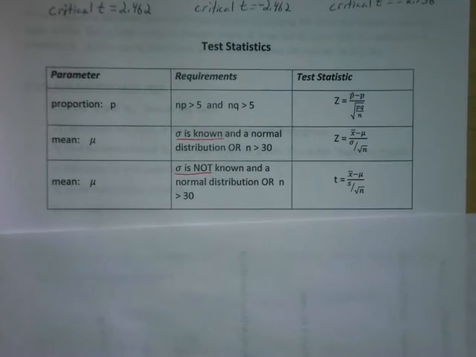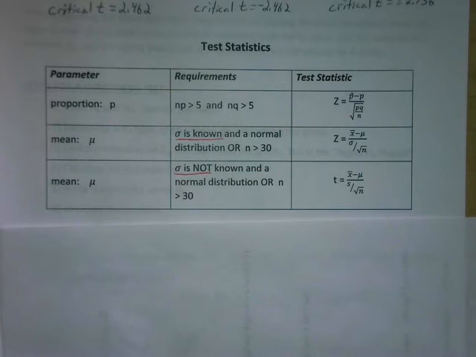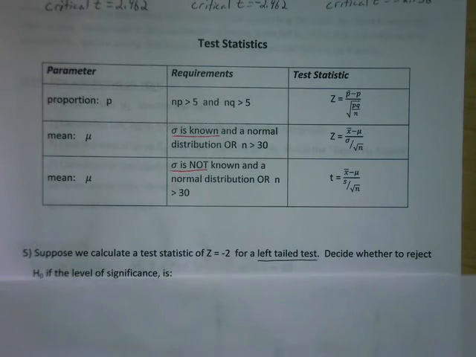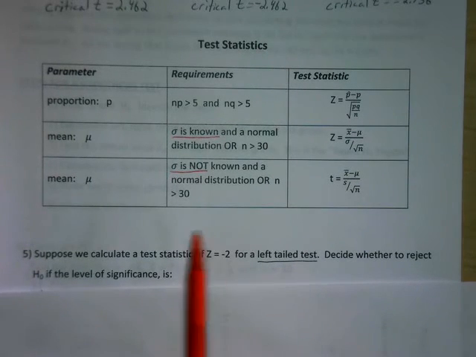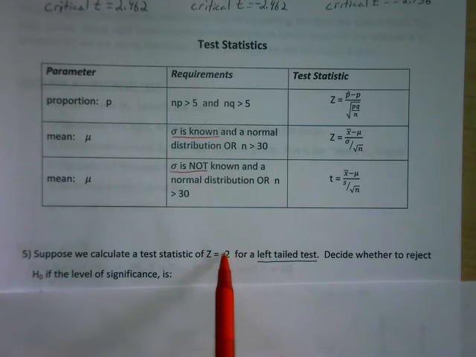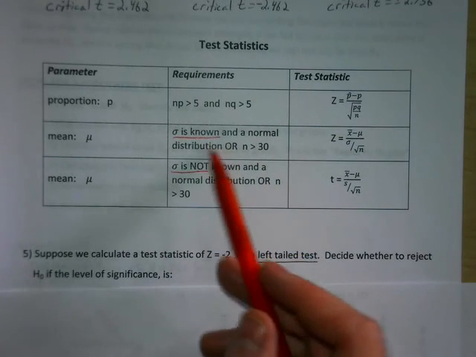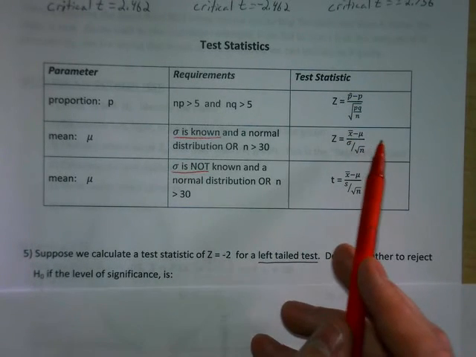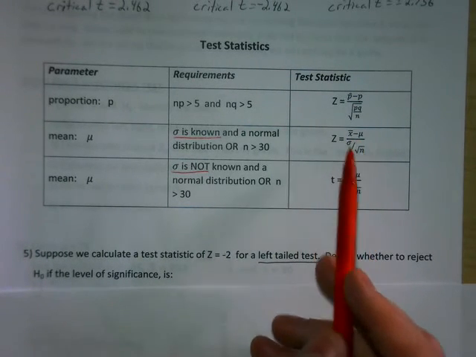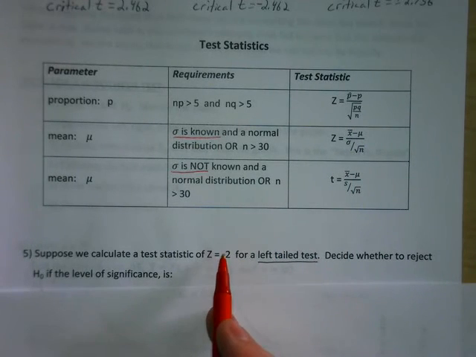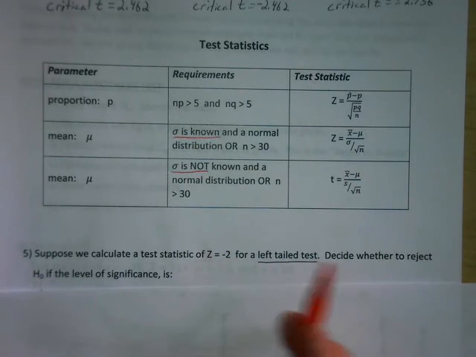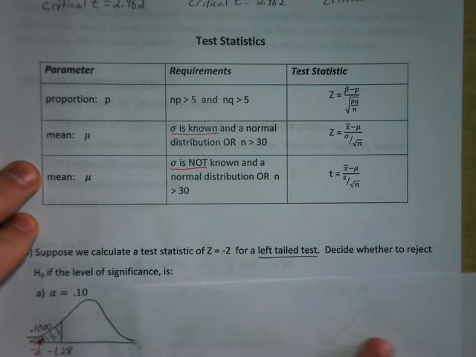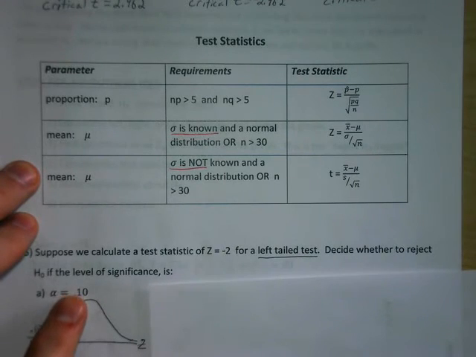Before we get into an actual example of the entire hypothesis test, suppose we collected data and we end up with a z-score of -2. Suppose you were looking at a mean, and you use this formula and end up with z equals -2 after you plug in the values for x bar, mu, sigma, and square root of n. So we get a z-value of -2 for a left-tail test. Decide whether to reject H0 if alpha is 0.01.